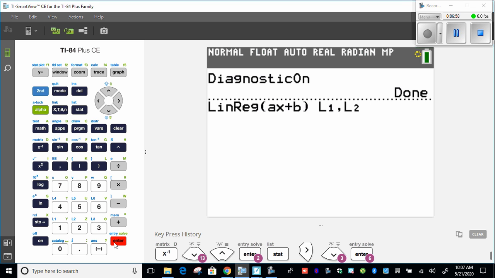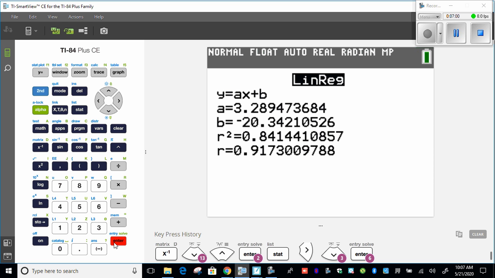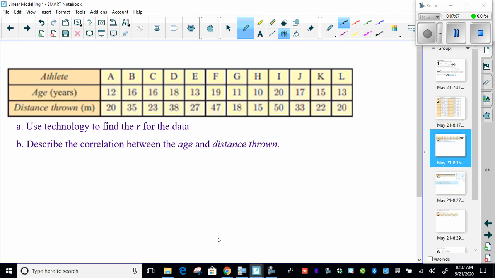And there is my r value. It's coming. Okay, so 0.917. So let's go back to our note sheet. In here it said find the r value for the data. So that's 0.917. Describe the correlation between age and distance thrown.